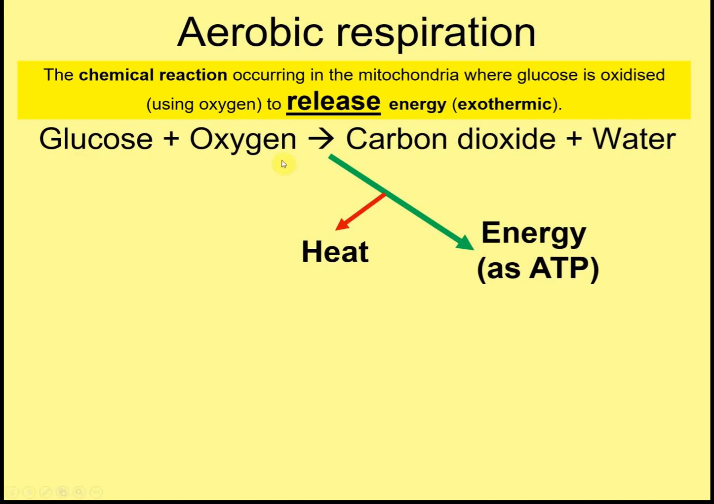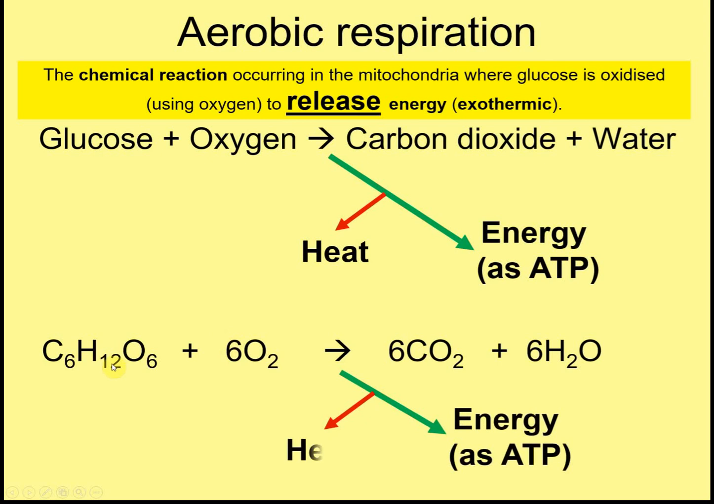So you need to know the word equation, but you also need to know the symbol equation. Okay, so we've got glucose, C6H12O6, is an organic molecule with 6 carbons in it. It's sort of hexagon shape, if you ever see it drawn out. 6 O2 produces 6 CO2 and 6 H2O.